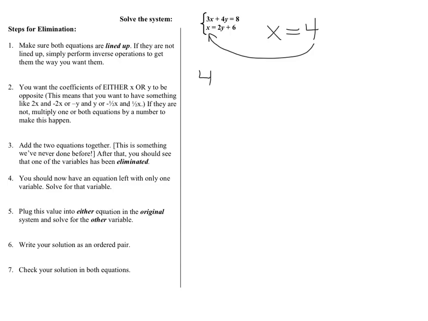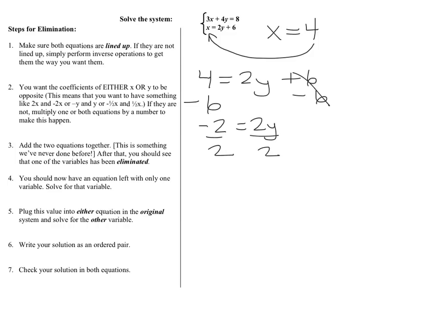So we do 4 equals 2y plus 6, and then just solve that equation for y. So I'm going to subtract 6 from both sides. 4 minus 6 is negative 2 equals 2y, and then I'm going to divide everything by 2. And you get that y is equal to negative 1.